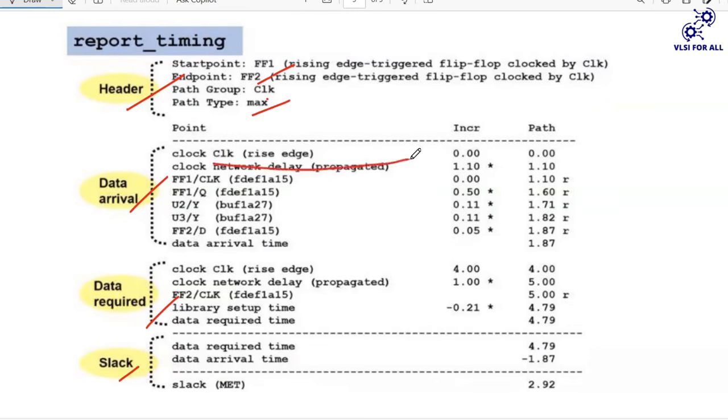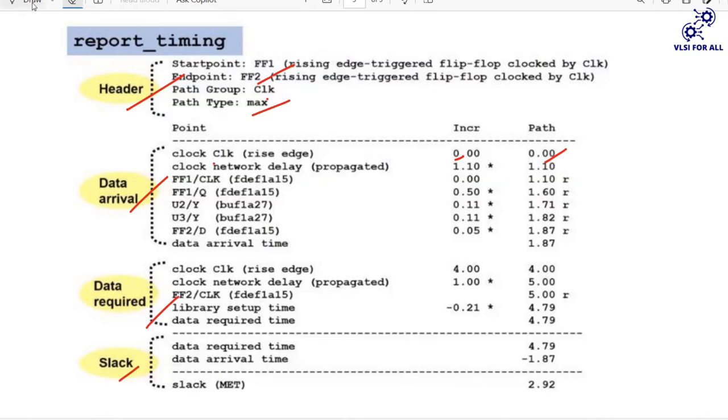Then the clock period, incrementally starting at zero. Increment path is zero. So clock network delay: propagated 1.10, incremented 1.10. So here 0 plus 1.10 is 1.10.